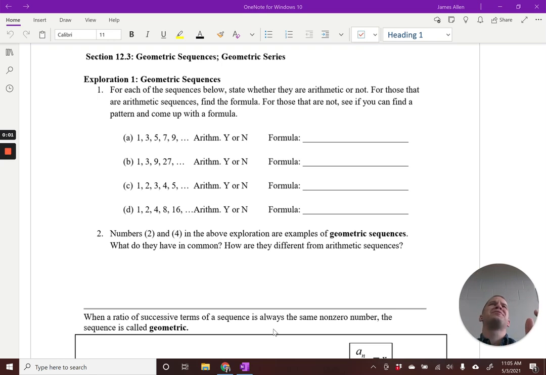Oh, yeah, you were probably thinking to yourself, hey, we're doing arithmetic. Isn't there something called geometric? Are we going to get to that? Please educate me. Now's the time. Geometric sequences and series. Let's go for it.